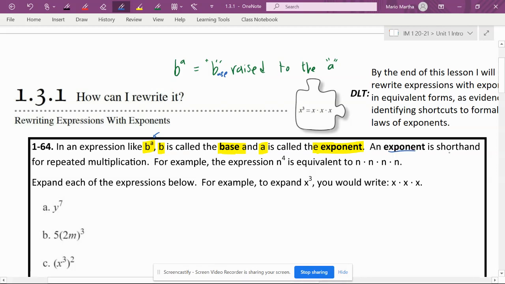An exponent is a shorthand notation for repeated multiplication. For example, the expression n to the fourth is equivalent to n times n times n times n. So the little number on top just means how many times I have to multiply the same number by itself. So we want to expand each of the expressions below. For example, to expand x cubed, you would rewrite x times x times x.